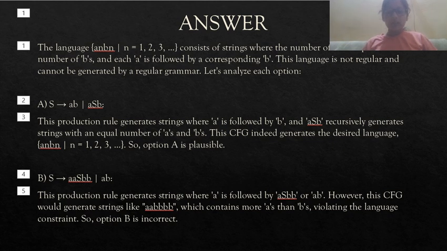Second option, this production rule generates strings where A is followed by A S B B or AB. However, this CFG would generate strings like ABBB, which contains more B's than A's, violating the language constraints. So option B is incorrect.